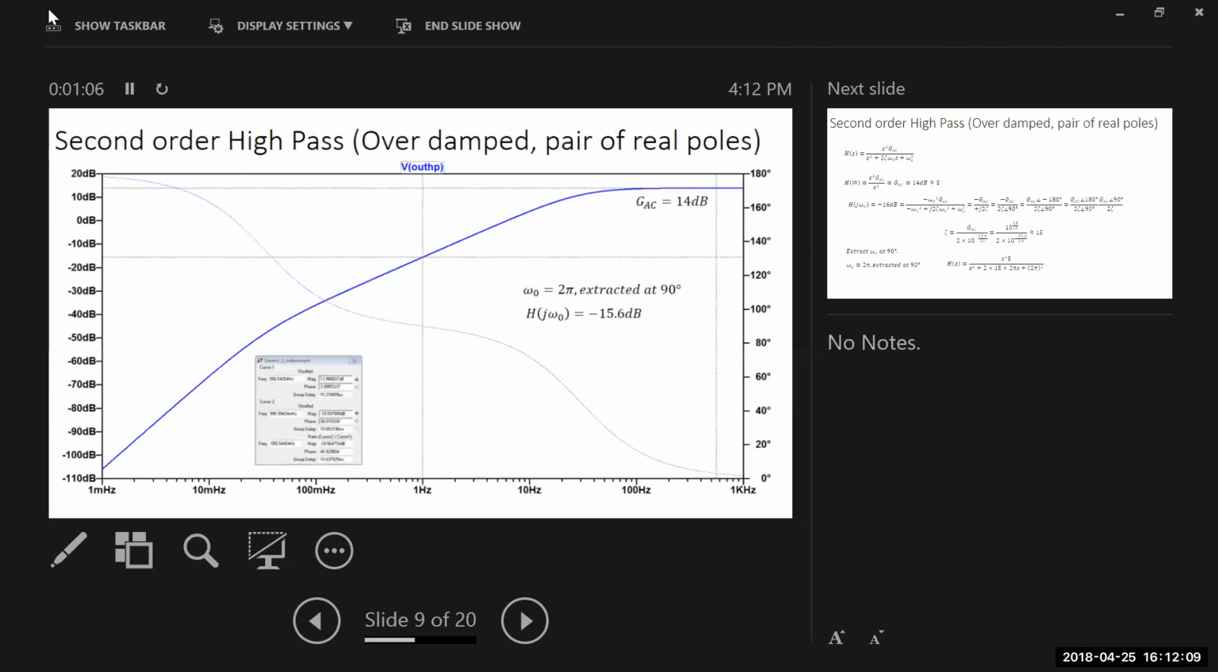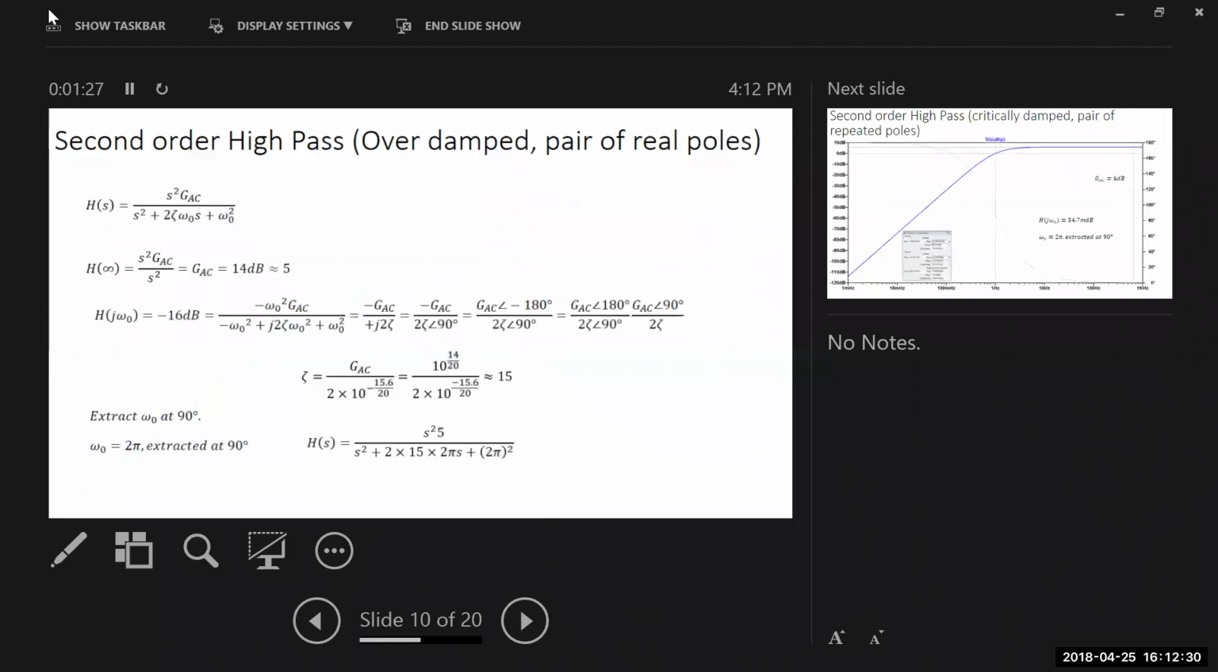Now, I start off with a second order high pass that's overdamped. You can really see the two breakpoints. Now, on the homework, you're going to be doing it by eye. Just be careful. It's graded as if you don't have LTspice and you're just pulling things off the plot.